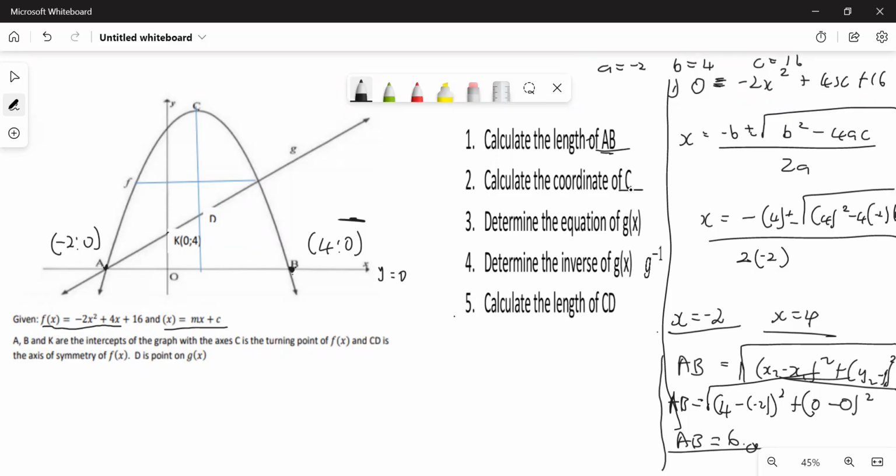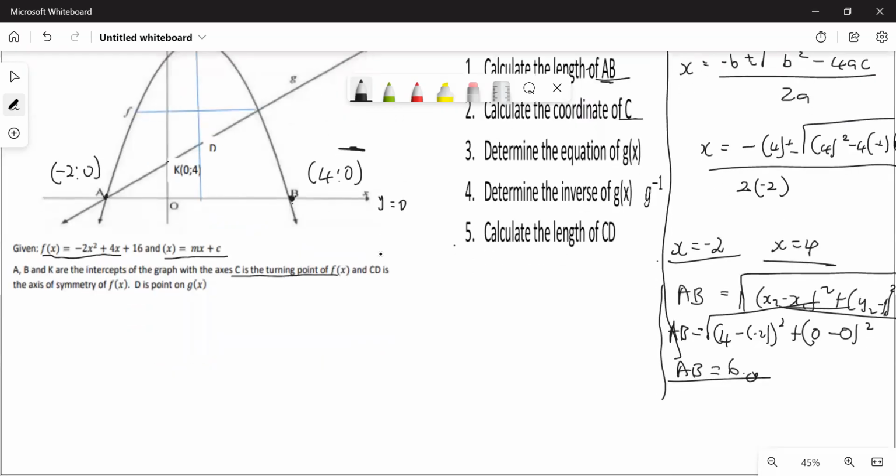We want to determine the coordinates of C. Let's come and check what did they say C was. They said C was the turning point of f. Now, how would you get a turning point? Remember, we can get a turning point by using the following formula: x is going to be equal to minus b all over 2a.